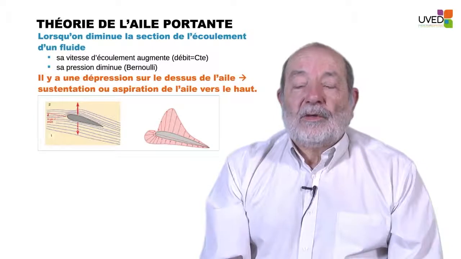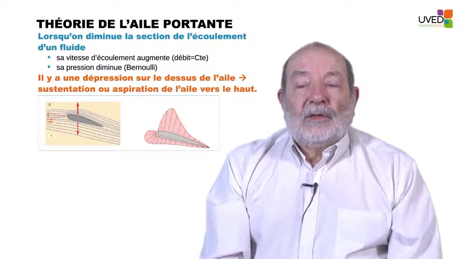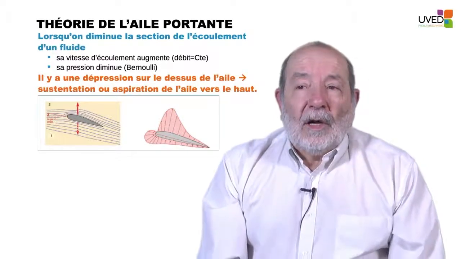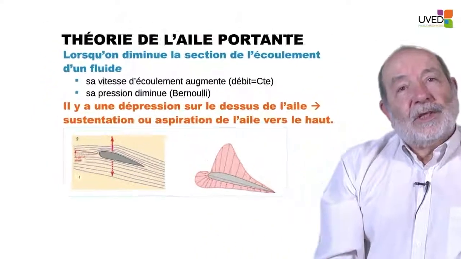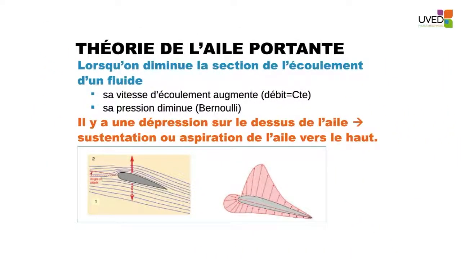Now, let us look at an airplane wing with an asymmetric cross-section. If we place it in an airflow, we see that the wing will disrupt the airflow. Locally, the speed above the wing increases because of the flow conservation law, and therefore pressure decreases.